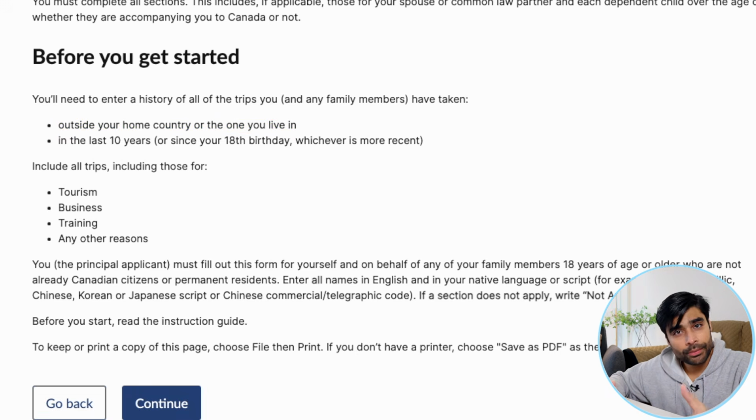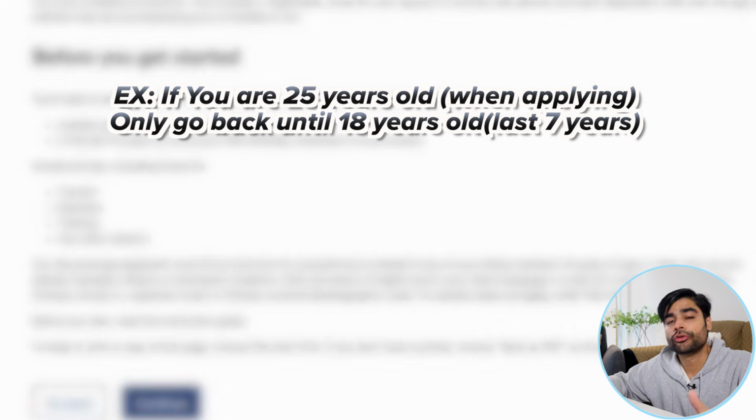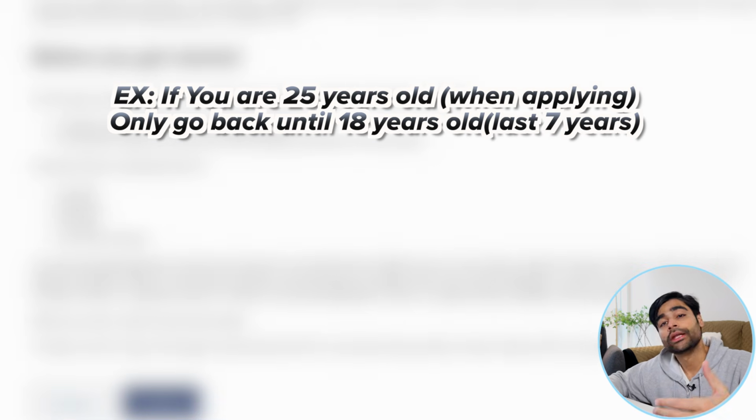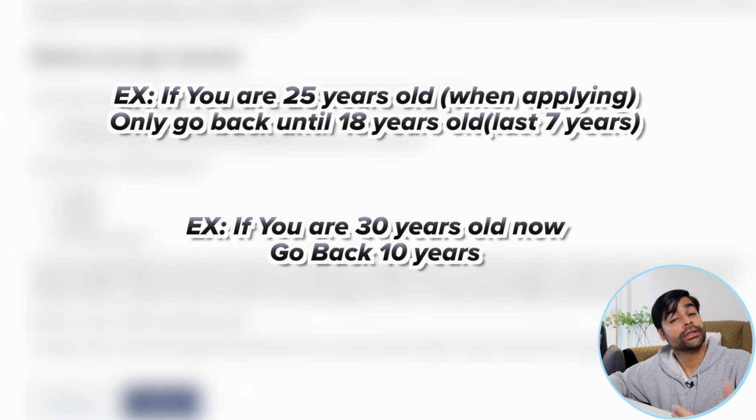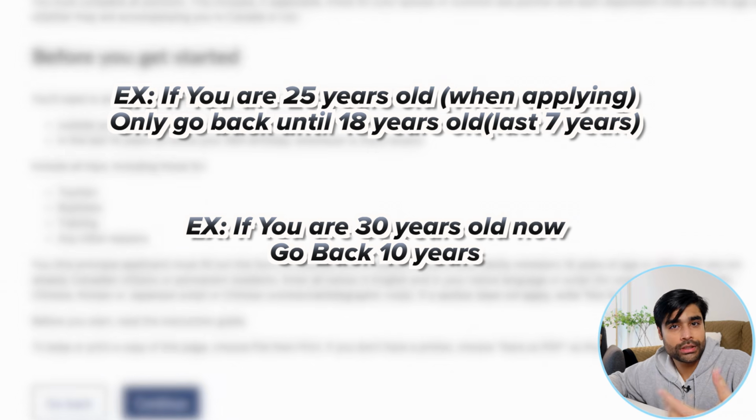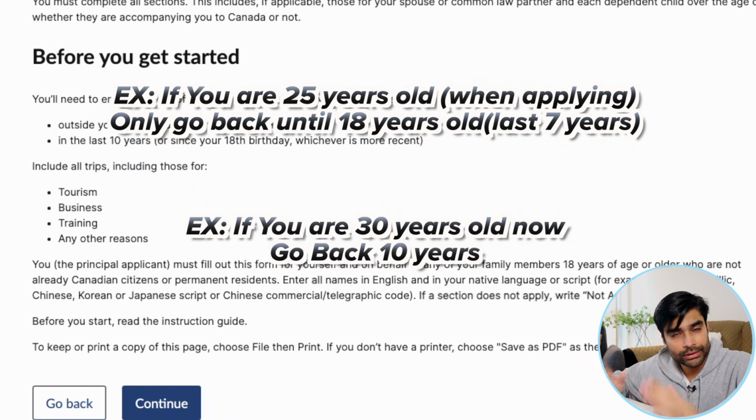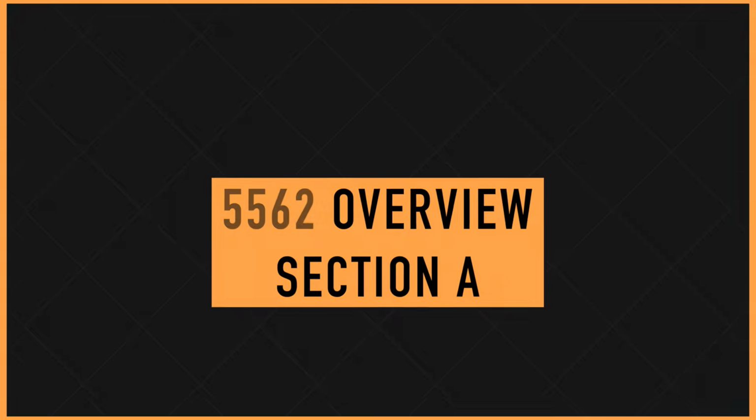And as far as the time period is concerned, you only have to account for trips that you've taken in the last 10 years, previous 10 years since the time that you're submitting the application, or since your 18th birthday. So for example, if you're 25 years of age right now, then you don't have to go back 10 years because your 18th birthday is before that. So you only account for your trips since your 18th birthday. And if you're 30 years of age right now, then you go back all 10 years and provide all your trips since you were 20 years of age. That's what this means.